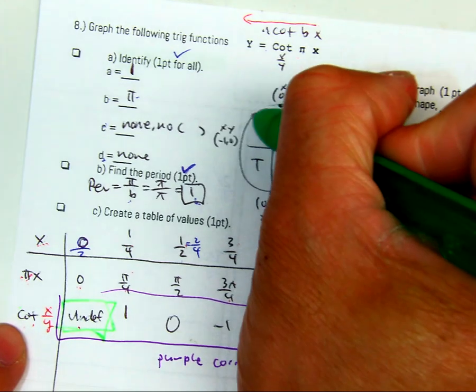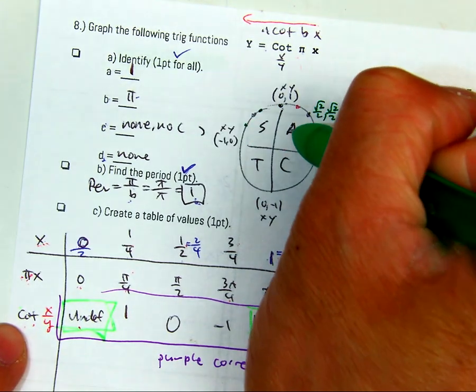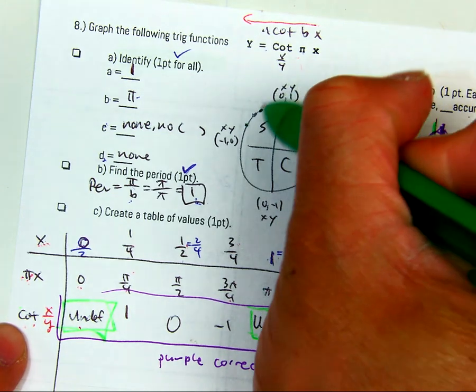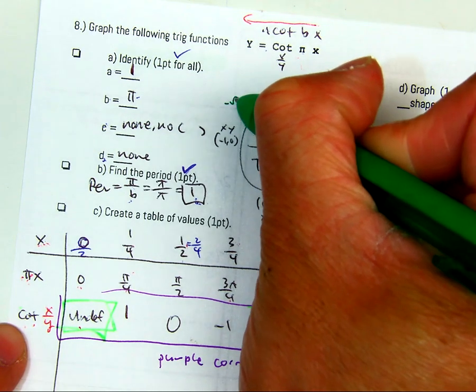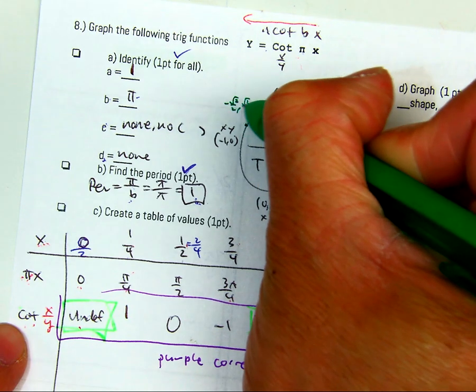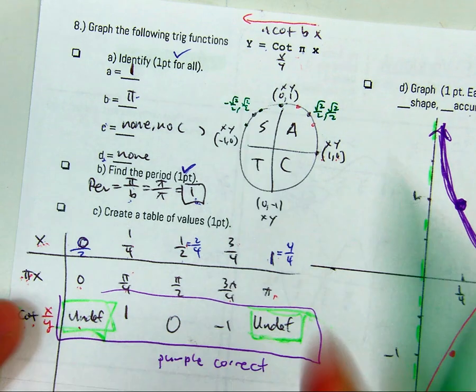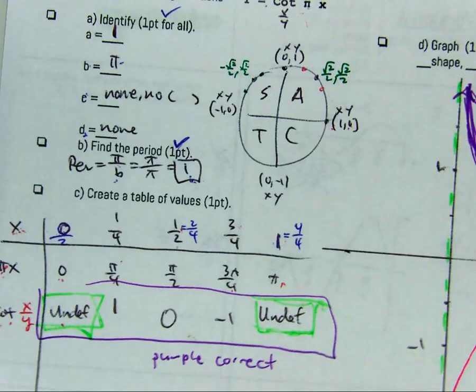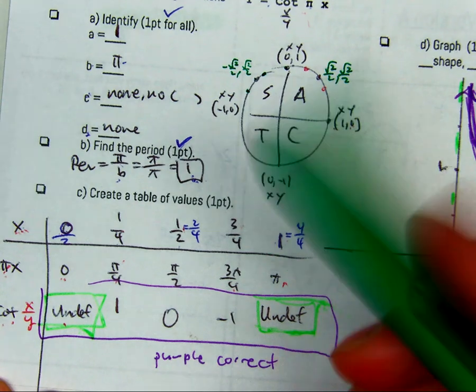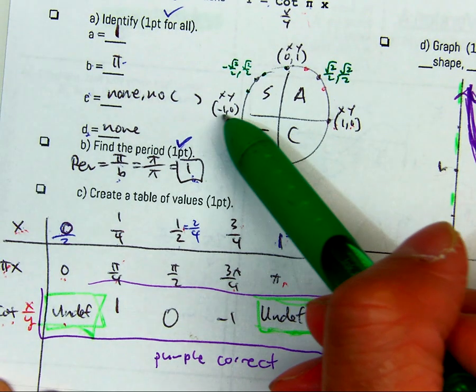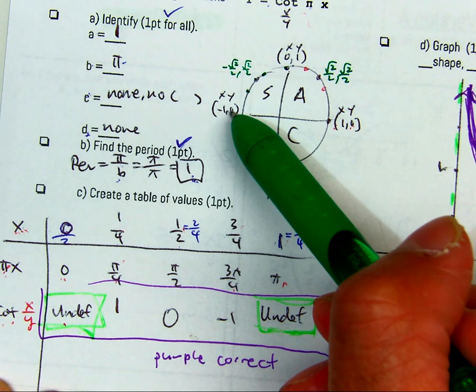3/4 pi. Cotangent is negative in quadrant 2, so the ordered pair in this middle notch is a negative radical 2 over 2, comma, radical 2 over 2. So an x of negative radical 2 over radical 2, that'll give you a negative 1. And then cotangent at pi, your ordered pair is negative 1, 0, so negative 1 divided by 0 gives you undefined.